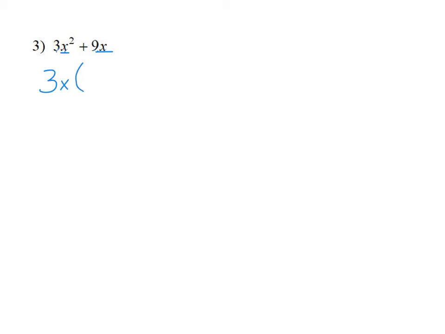And we're going to rewrite what's left behind in the parentheses. So if we take out a 3x, or think about this as dividing by 3x. Or you can think about 3x times what is 3x squared? Just an x. And then 3x times what is 9x? That's a 3. So this is the factored form.